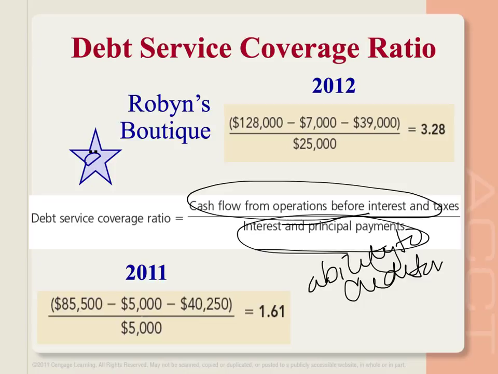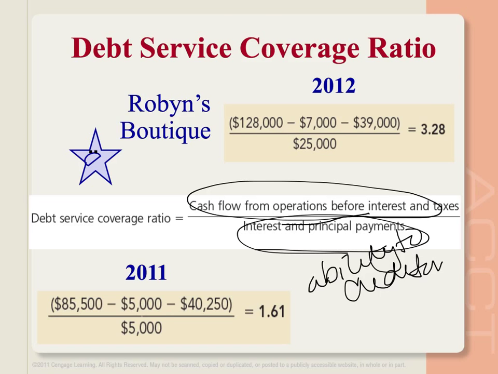So we're again fine-tuning these ratios. So the debt service coverage ratio is used to know whether the amount of cash generated from operating activities can pay back our interest and principal. So in this particular case for Robbins, it generated $1.61 in cash for every $1 of interest and principal paid in the prior year, and $3.28 for every dollar of interest and principal paid in the current year. So we have more than enough to cover our debt here as well.